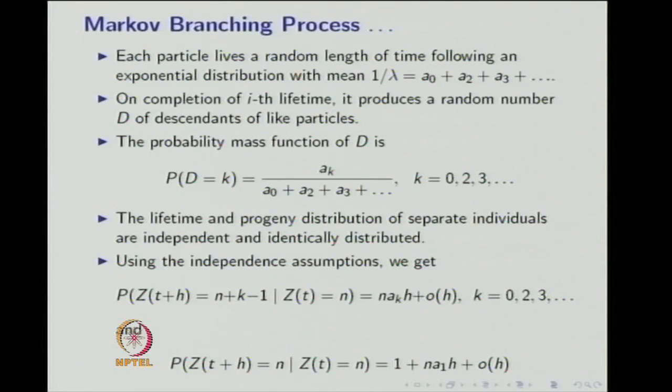And for k = 1, the probability of Z_{t+h} = n given Z_t = n will be 1 + n a_1 h + o(h). So for k = 0, 2 and 3 we have a separate expression, and for k equal to 1 we have a different expression.